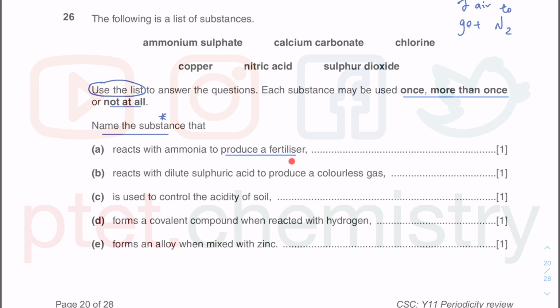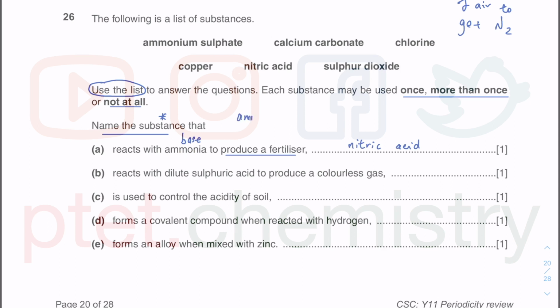They are not asking for what is a fertilizer. Ammonium sulfate is a component of fertilizer, but here it says to produce a fertilizer. Some students look at this and think that is the answer, but it's not, because they are not asking for what is a fertilizer. They're asking for something that reacts with ammonia. Ammonia is a base. Your fertilizer will contain something like this, which is a salt. So something that reacts with a base to give you a salt, you're looking at an acid. Nitric acid is an acid that can react with ammonia to give you ammonium nitrate.